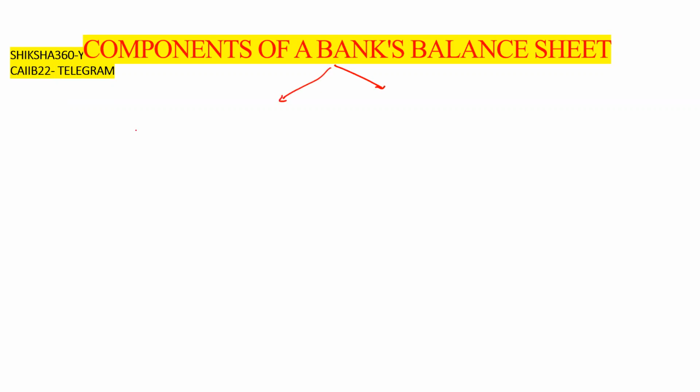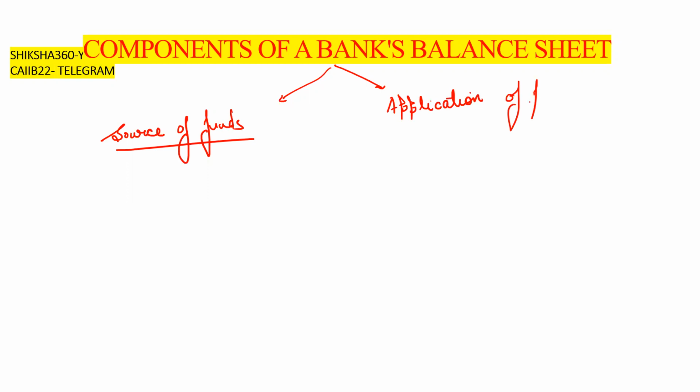The first one is the source of funds, meaning from where we will get the funds. The second one is where we will utilize these funds, that is the application of funds. So the components of a bank's balance sheet are two: the source of funds and the application of funds.